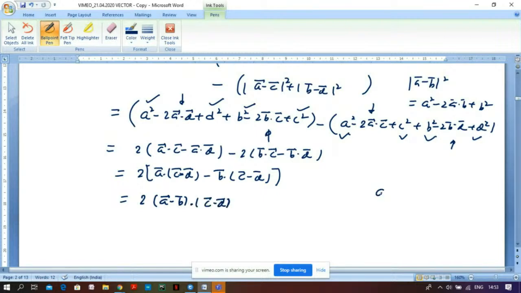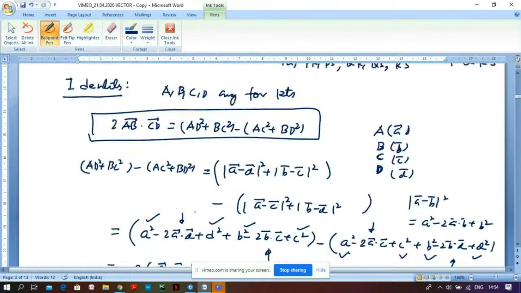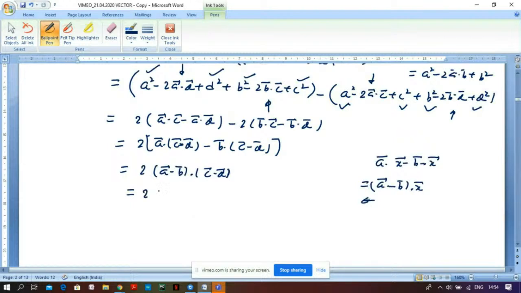We have just used this: A dot some vector X minus B dot some vector X equals (A minus B) dot X. This follows by expanding this side, and you get this one. So this is 2A dot B, and the moment you write 2 (A minus C) dot (B minus D), you know that this is nothing but AB dot CD. So this is 2AB dot CD.